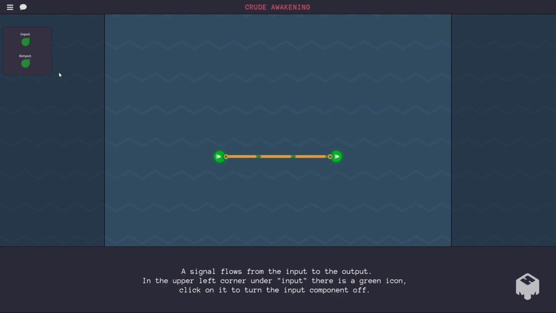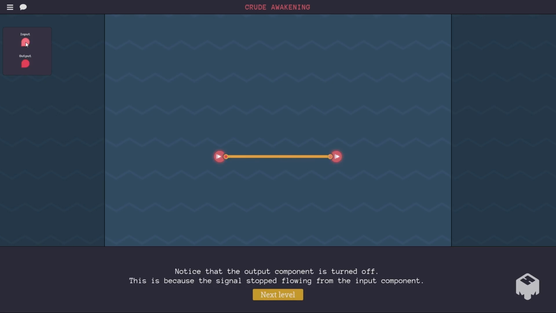Okay. A signal flows from the input to the output. In the upper left corner under input, there is a green icon. Click on it to turn the input component off. Notice that the output component is turned off. This is because the signal stopped flowing from the input component.